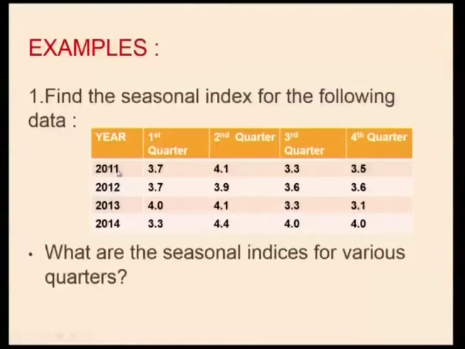Let us solve it by the following example. Find the seasonal index for the following data. He has given the years 2011 to 2014, and for each quarter he has given the corresponding productions: 3.7, 3.7, etc., 3.3, 4.1, etc., 4.4, finally 3.5, 2.6, 2.1 and 4.0. In this, what are the seasonal indices for various quarters? How to compute the calculations for seasonal indices?